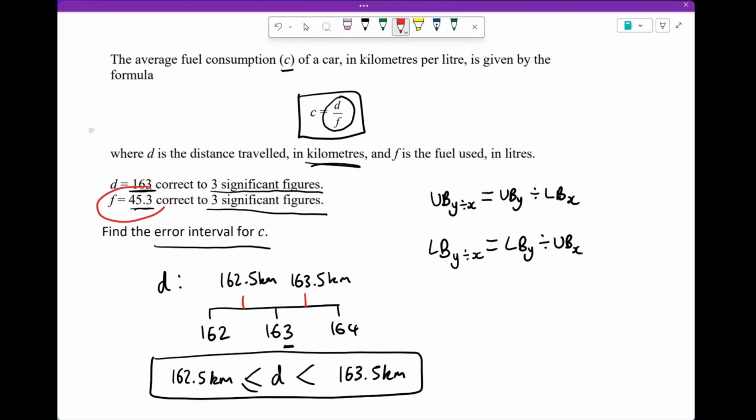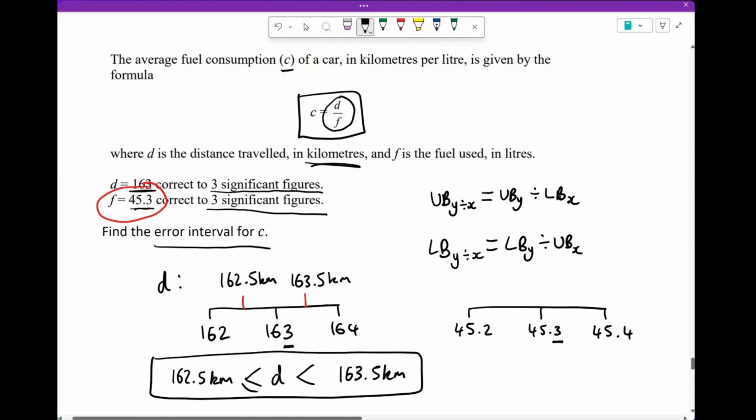So F is 45.3, also correct to three significant figures. So I'm going to put 45.3 in the middle of my number line, and the third significant figure is going to be the 3. So we're going to add 1 to that place value to get 45.4, and then subtract 1 from that place value to get 45.2. Then my upper and lower bound are my midpoints. So my upper bound is going to be 45.35, and then my lower bound is going to be 45.25. And my units this time are going to be litres. So it'd be 45.35 litres and 45.25 litres.